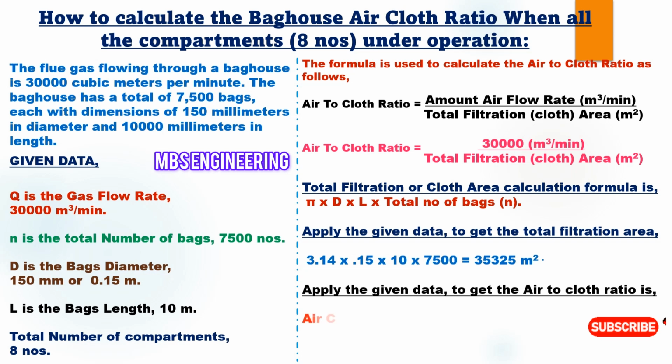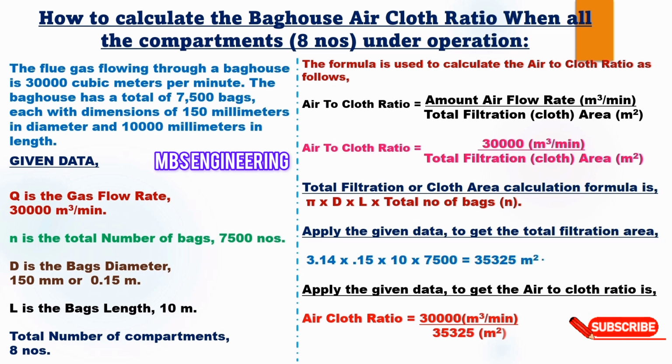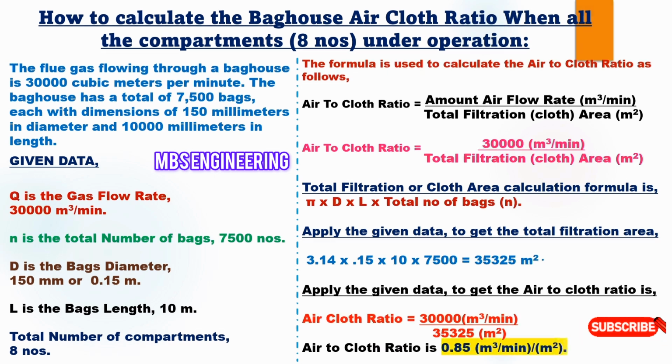Apply the given data to get the air-to-cloth ratio. The air-to-cloth ratio is equal to the amount of airflow rate, 30,000 meter cube per minute, divided by the total filtration area, or cloth area, 35,325 meter square. Therefore, based on given data and calculation, the obtained air-to-cloth ratio is 0.85 meter cube per minute per square meter.